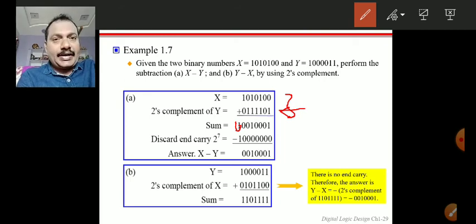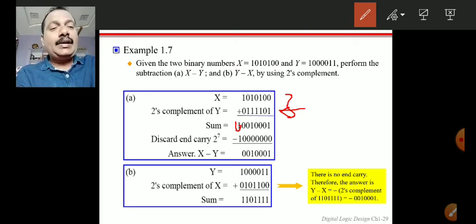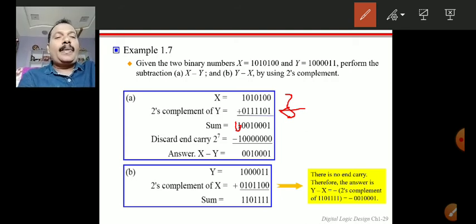Whenever carry is generated in the 2's complement subtraction method, you neglect the carry. So the final answer is this only, after neglecting the carry.